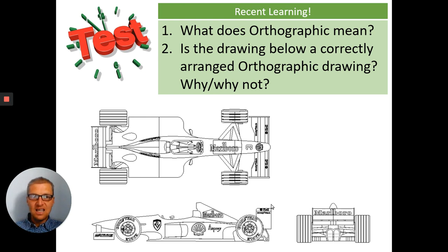And secondly, in the drawing below, there's a Formula 1 car. I think it's a Ferrari from a few years ago because it was sponsored by Marlboro. But there's an orthographic drawing there. Is that correct, or is there something wrong with it? I'm going to give you a clue. There is something wrong with it. What's wrong with it is what I want to know. There are some things that are good and right, and there's something that's not good and not right.